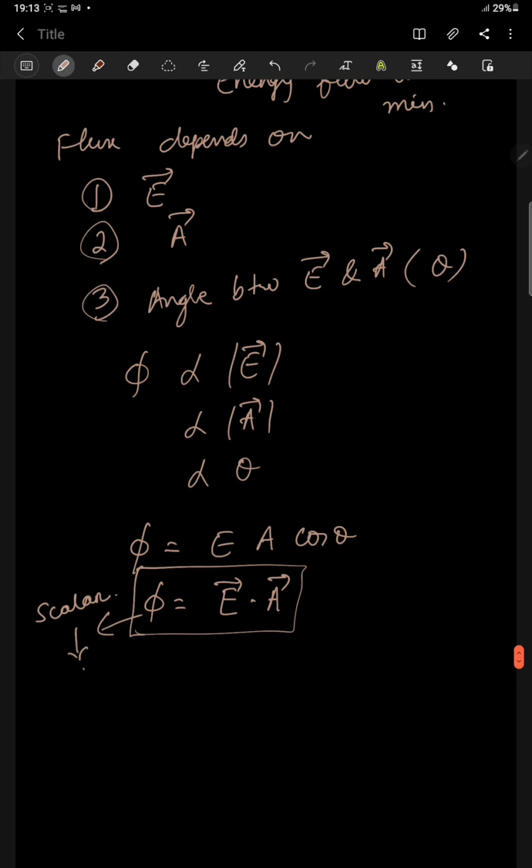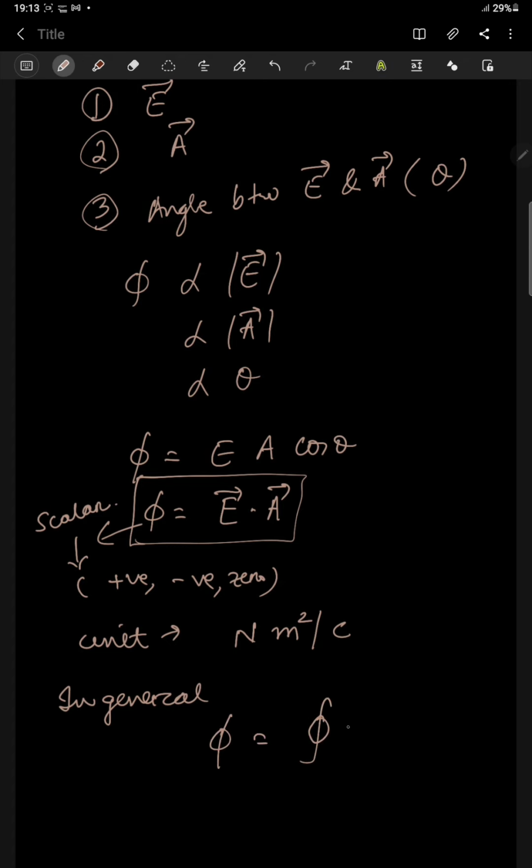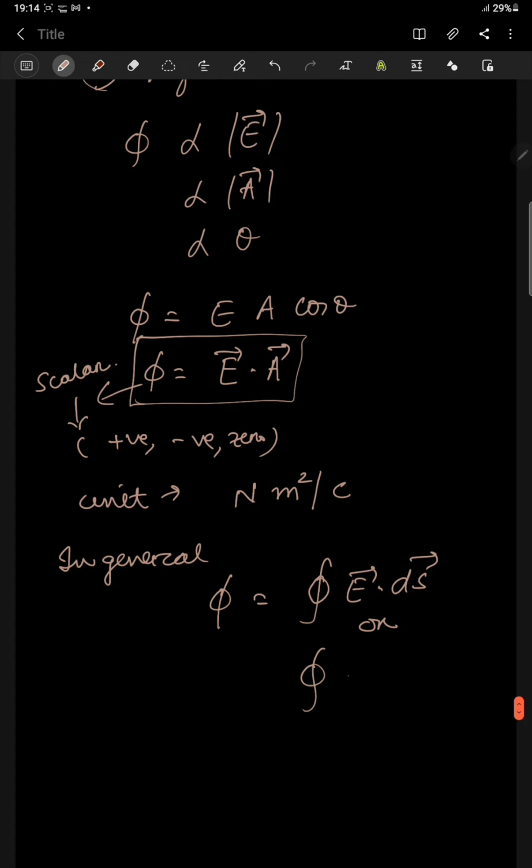If it is a scalar quantity, then the flux can be positive, negative, and zero. Anything is possible. Then what about its unit? What is the unit of the flux? It is Newton meter square per coulomb. So in general, we can write flux phi is equal to integration over the closed surface E dot dS, or in some books you will find it written as integration over the closed surface E dot dA.